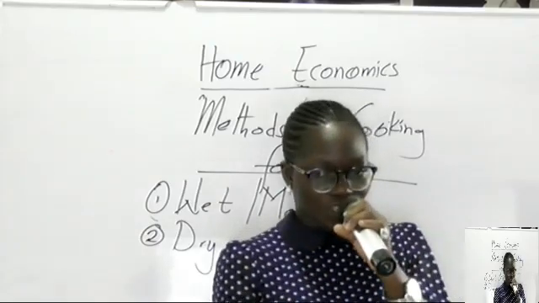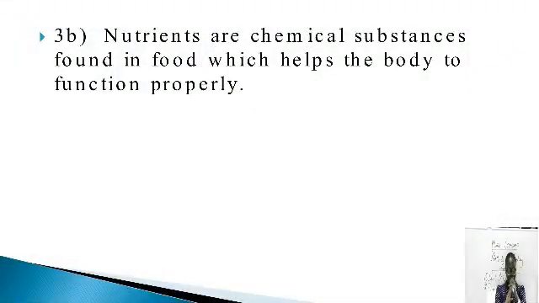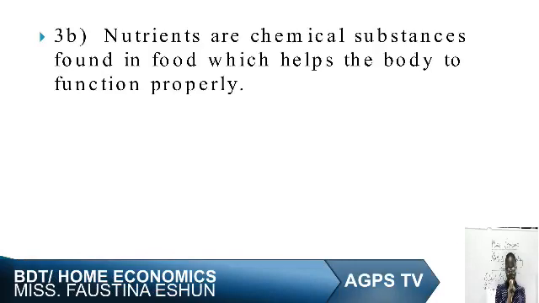So what are these nutrients? Since they are very vital to our body and our life, what are these nutrients? When you say nutrients, nutrients are chemical substances found in food which helps the body to function properly. Very good. As I said earlier on, nutrients are chemical substances that are found in our daily food that we do consume.